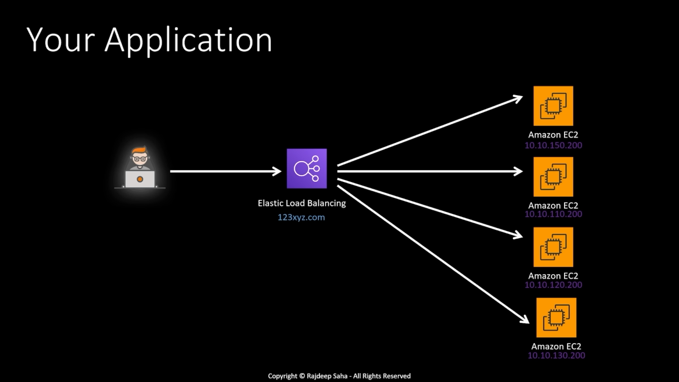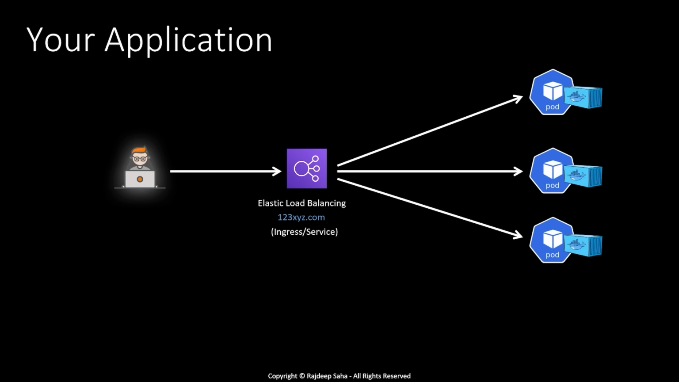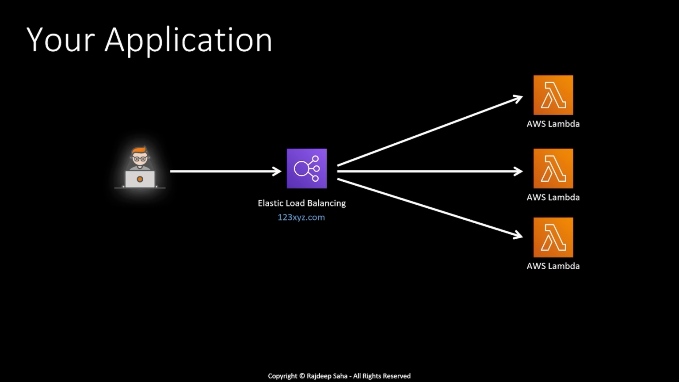It also tracks the health of all these EC2 instances. So even if one EC2 goes down, the load balancer is smart enough to detect that one EC2 is down, and it will start distributing traffic to the rest of the healthy backend targets. Similarly, with Kubernetes pods, load balancer can distribute traffic across multiple pods, and in this case, the load balancer will act as ingress or service. Similarly, even if your application is running in Lambda, load balancer can distribute traffic to those as well.